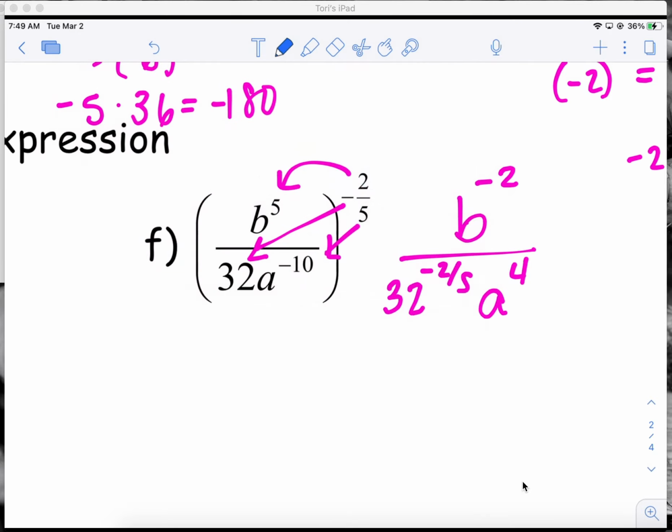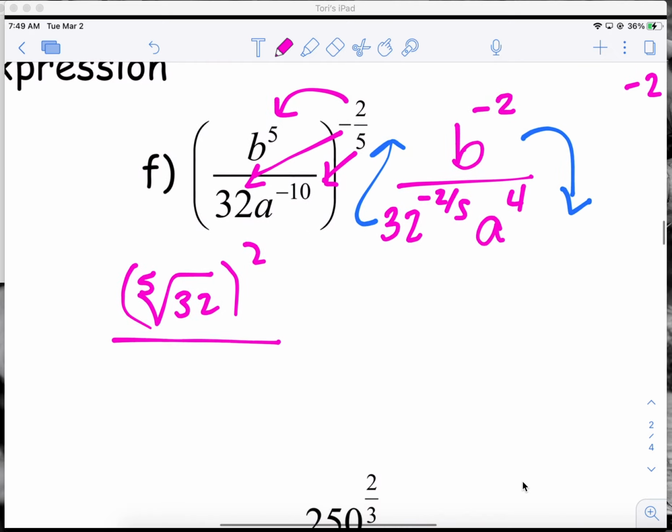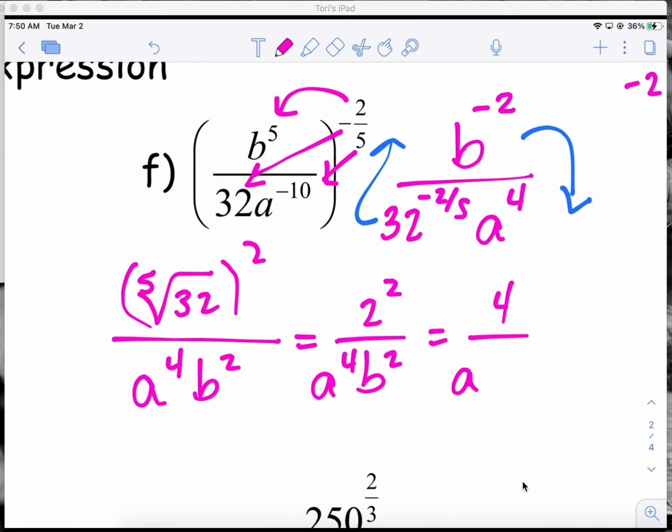All right, a couple things we're going to redo. Negative exponent moves down, negative exponent moves up. When I rewrite this, I am going to make it a radical now. 5th root of 32, I'm going to make it smaller before I square it. The a was on bottom the whole time, and the b moved to the bottom. Now, 5th root of 32 is 2. And then 2 squared gives me 4. So if you could do that all in one step, that's fine, but this is the final answer.